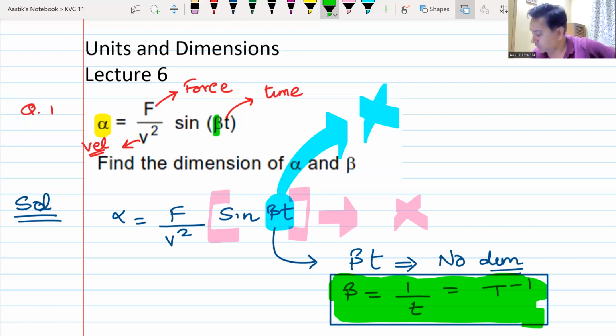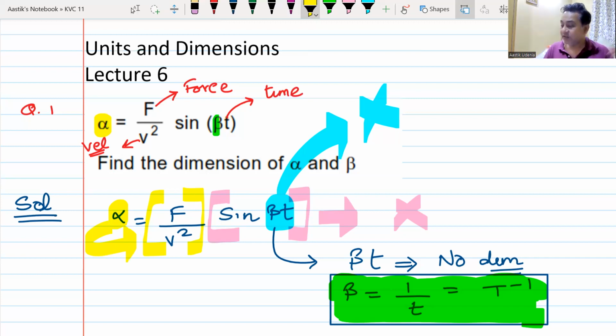Okay. Now, so far, so good. Let us talk about this yellow thing now. Now, this pink thing did not have any dimension. So, the dimension of alpha, which is the yellow thing, should be coming from this dimension only. Yes or no? The dimension of alpha will come from f by v square because the pink part does not have any dimension. Do we understand this?